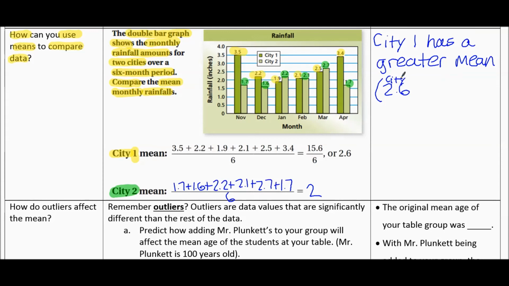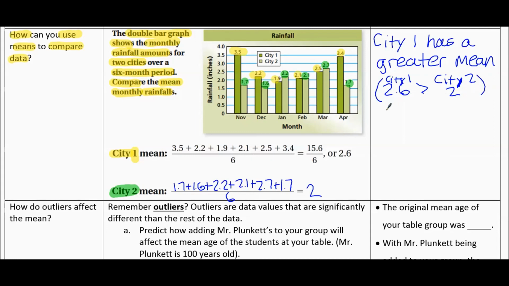I'm going to slowly make this Y. City 1, 2.6 is greater than city 2. Come on, Y. It looks more like an X because of that little bit right there. Hold on, I can fix it. Look at that. Okay, city 1, 2.6 is greater than city 2, which is 2.